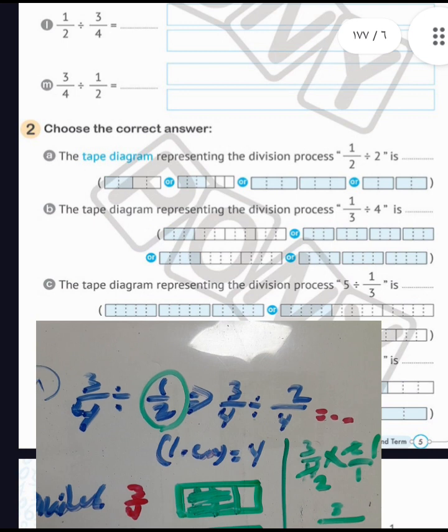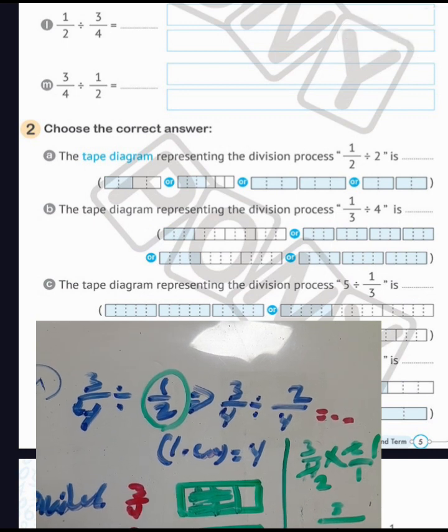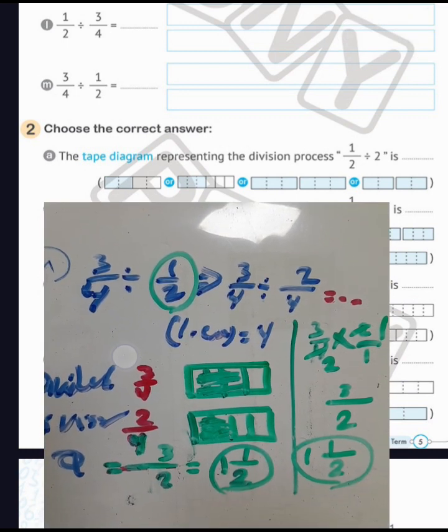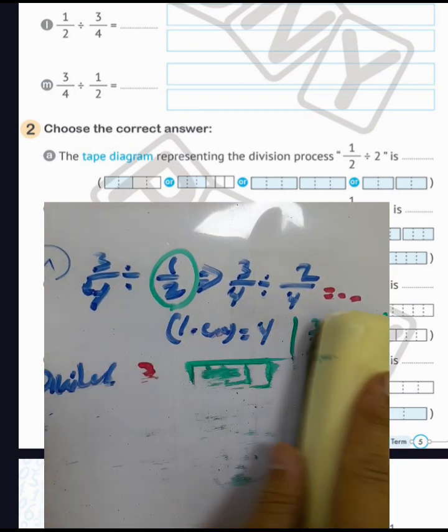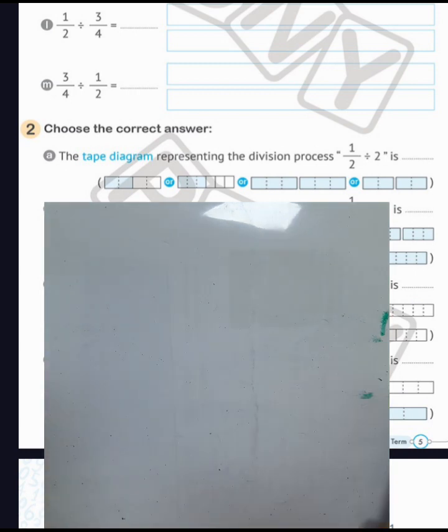Question number 2, choose the correct answer. The tape diagram represents the division process: half divided by 2. We know half divided by 2 equals a fourth. Then the result will be a fourth, where we will draw here the least common multiple of 1 and 2. It will be 2. Then we will draw 2 tape diagrams and divide each one of them into 2 equal parts, and count here divided by 2. The result will be 1 over 4. Where is 1 over 4 here?